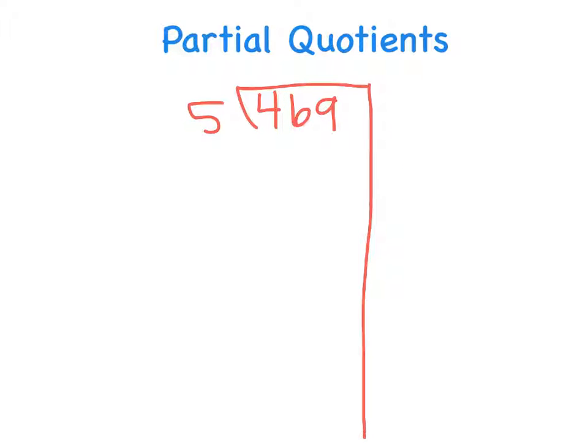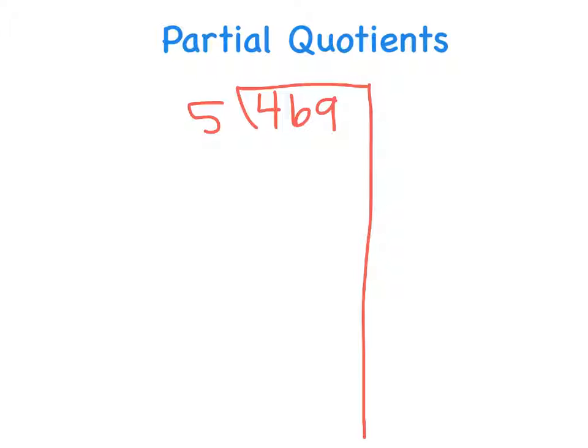The next strategy that you can use is called partial quotients. It has some similarities to partial products that we used with multiplication. So let's say we had the problem 469 divided by 5. So what we're going to do is guess and check and see how many times 5 goes into 469.